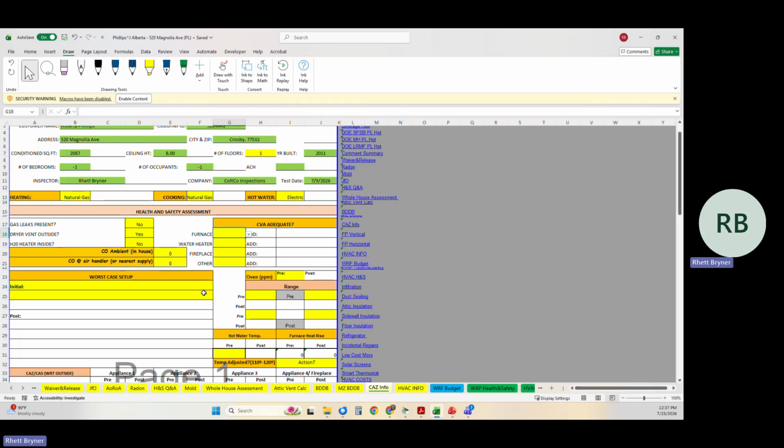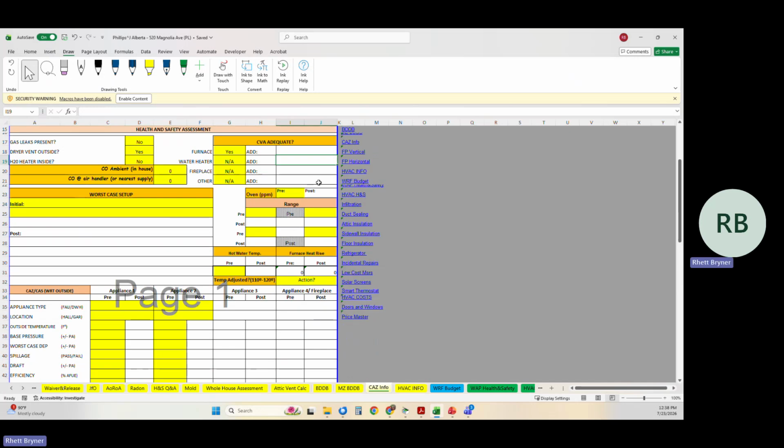All right. Next, this part, CVA adequate. This means combustion, ventilation, air. So basically, does the furnace get enough air to keep the fire going? Yes, it does. It was in the attic. The attic was well ventilated, so we had no problems. Does the water heater have enough ventilation? Well, in this case, it was electric, so it doesn't need it, so we'll put not applicable. Does the fireplace have enough air? In this case, it did not have a fireplace, so not applicable. All right, so you're just answering, does this appliance get enough air to keep the fire going? Yes or no?